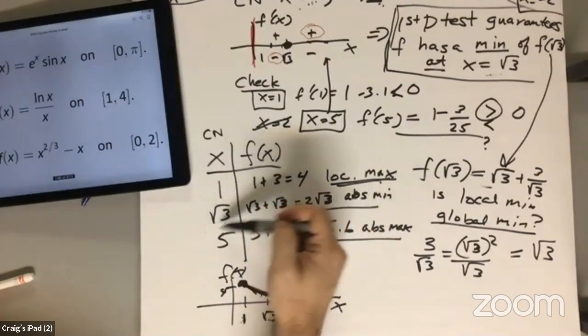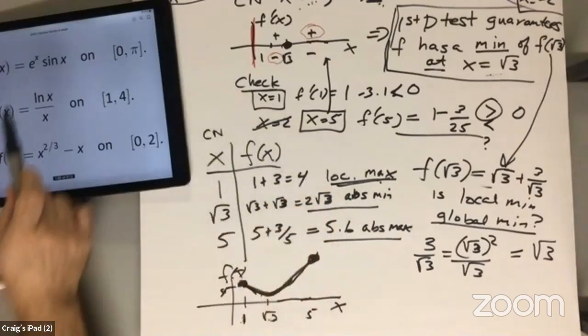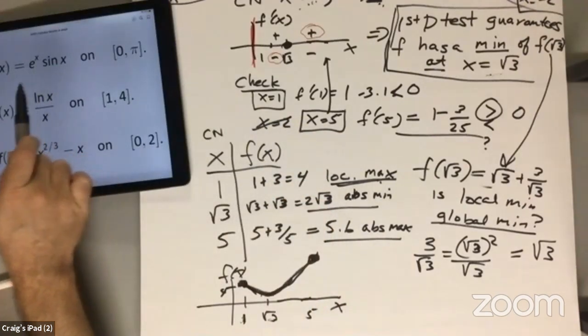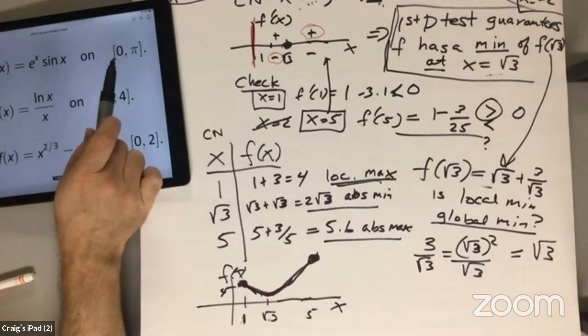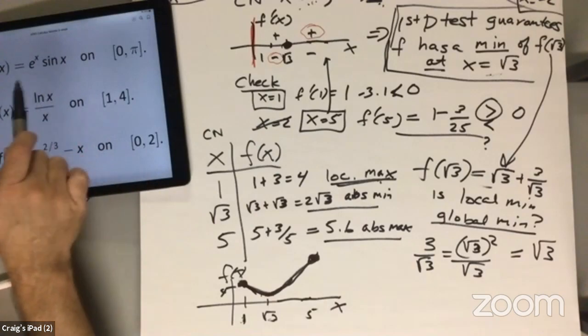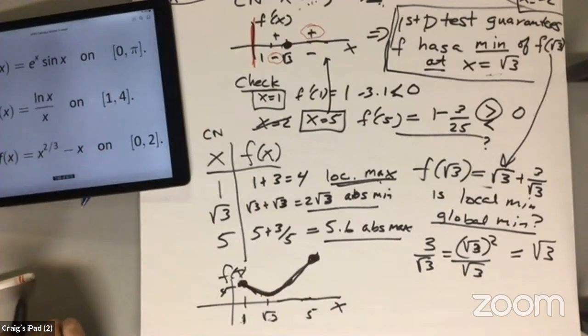And I'm going to find where the derivative is 0 inside. There's no place where the derivative doesn't exist. This is a fine function. So I won't get any breaks. I won't get any jumps. So I'm just going to have to check 0, pi, and wherever the derivative is 0 inside that interval.